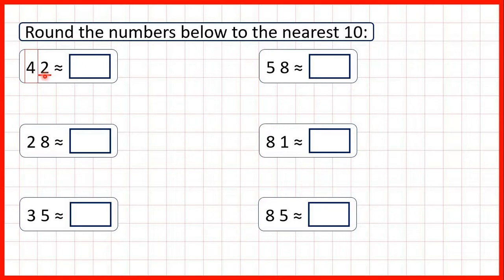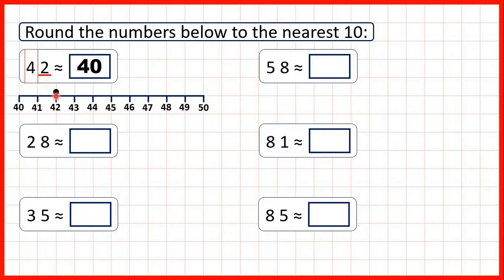So when it's 5 or more, we round up, but when it's 4 or less, we round down. And because we have a 2, which is 4 or less, we're rounding down. Now when we round down, the digit that we've circled stays the same. So this 4 is going to stay a 4. And digits to the right turn into zeros. So we get 40. 42 rounded to the nearest 10 is 40.